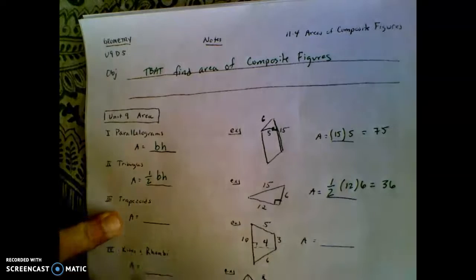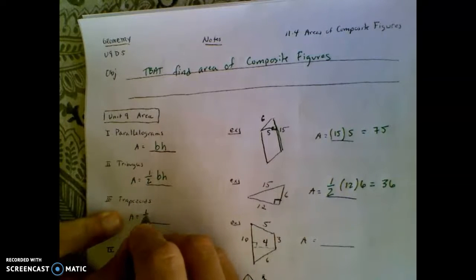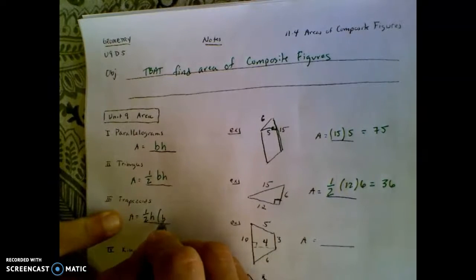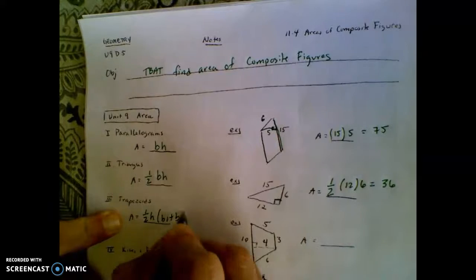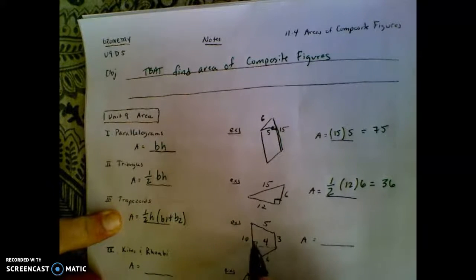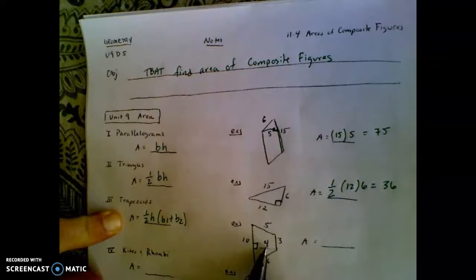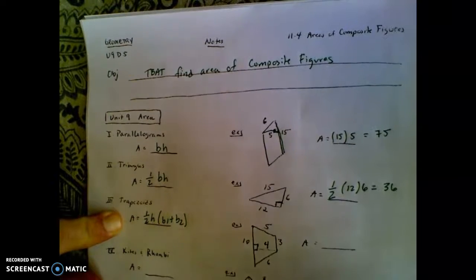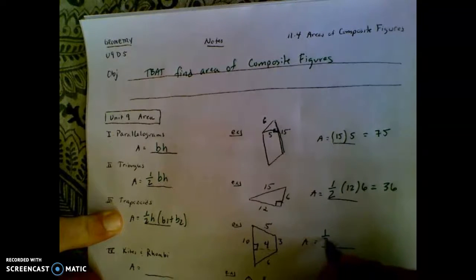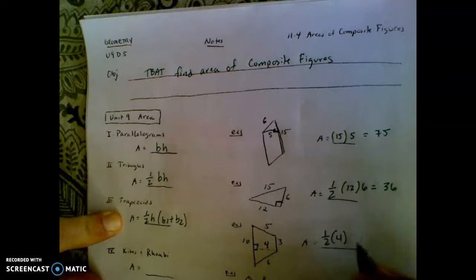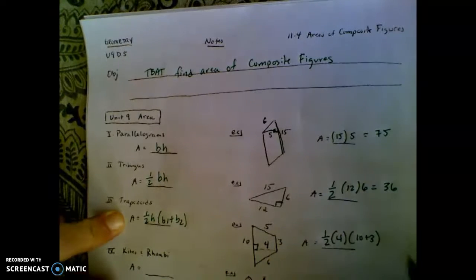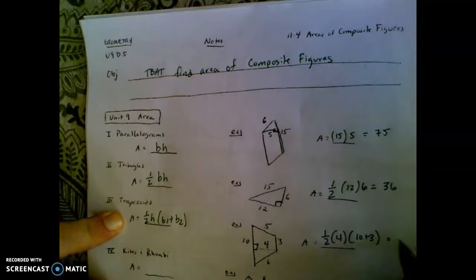Then the trapezoid, that was a complicated formula. That was 1/2 the height times base 1 plus base 2. Base and height still need to be perpendicular, which means that 4 is going to be the height, and 10 and 3 are going to be the two bases. So this would be 1/2 times 4 times (10 plus 3). So that's equal to 26.